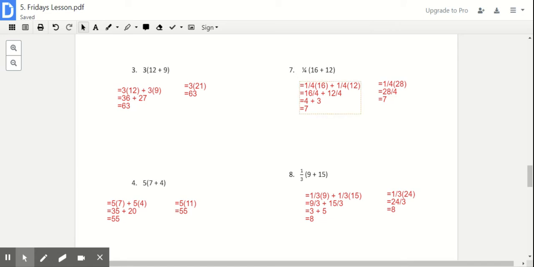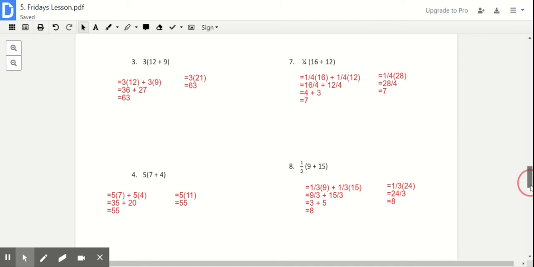Number 7, we have a fourth times (16 plus 12). So we have 1/4 times 16 plus 1/4 times 12, which gives me 16 fourths plus 12 fourths, which is 4 plus 3 equals 7. Okay. And then if we did it the parentheses first way, we have 1/4 times 28, because 16 plus 12 is 28, which gives me 28 fourths, which equals 7.